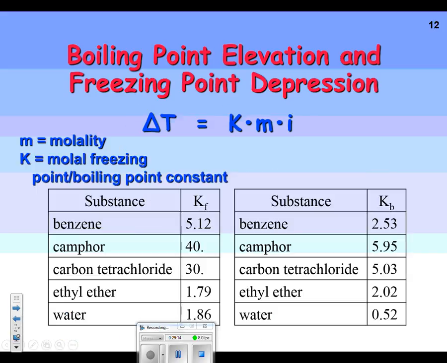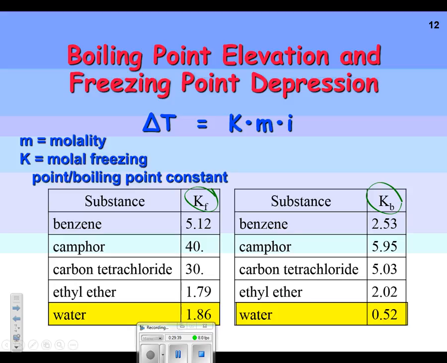All right, so what we're going to be doing here is working with KFs for freezing point, KBs for boiling point. The one that we're going to be worried about the most is water. So if you would write down the KF for water and the KB for water, those are the ones we're going to be using the most. Are they there already? They might be in the chart. You might want to highlight them.